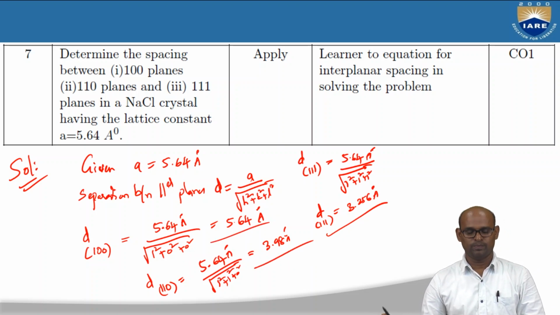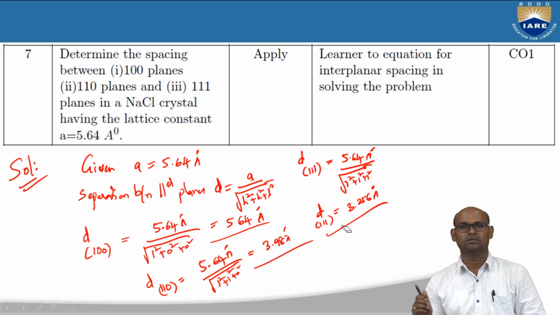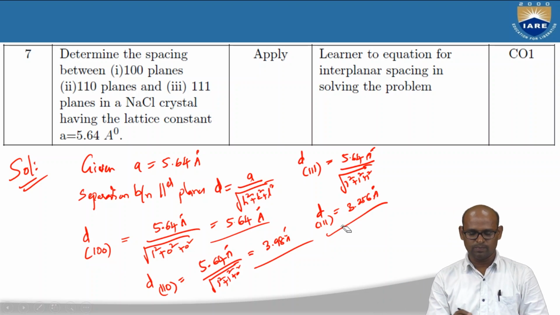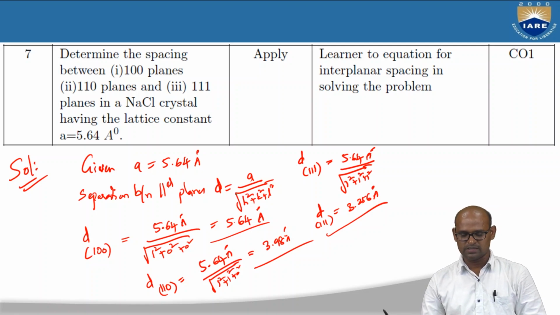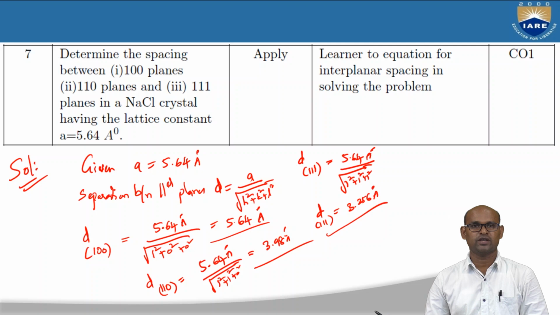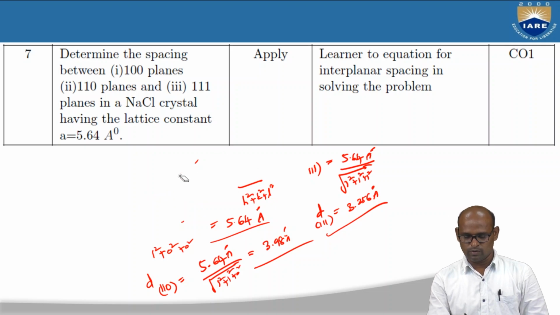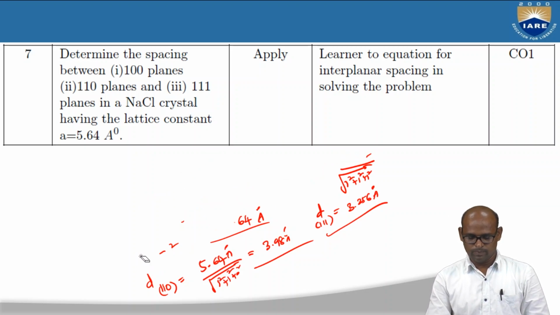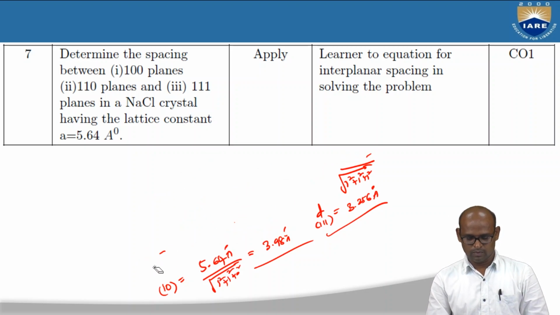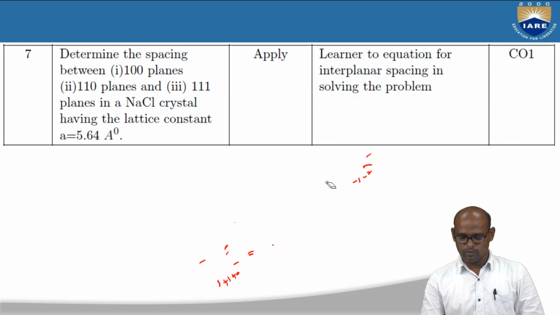So this is the spacing between the planes for 100, 110 and 111, using the formula D is equal to A by square root of H square plus K square plus L square, where H, K, L are the Miller indices. Okay, so let us go to the next problem. The next problem is the 8th problem.